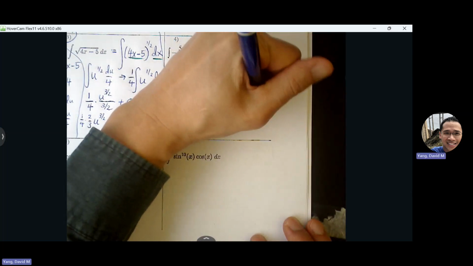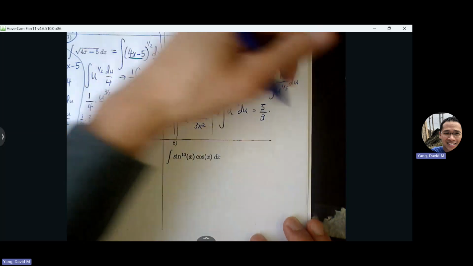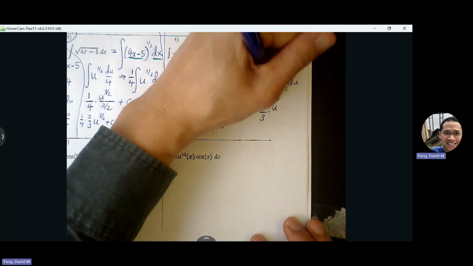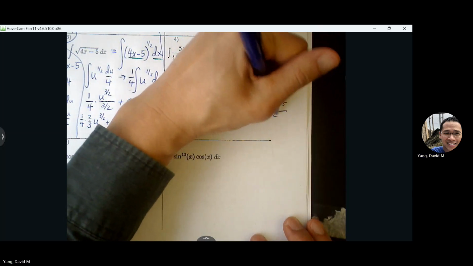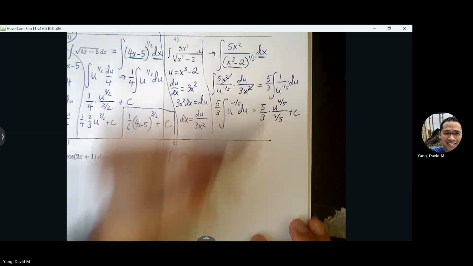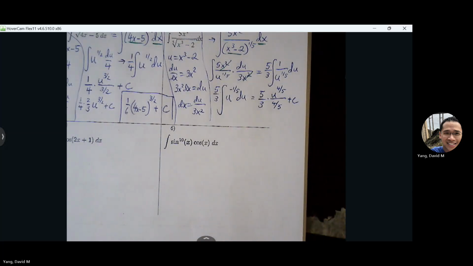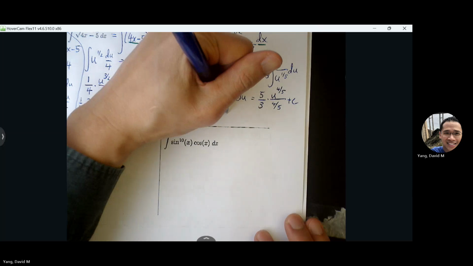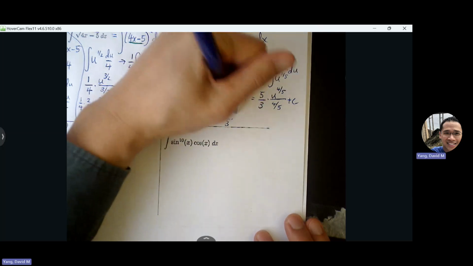Okay, keep that 5/3. Apply power rule. Add 1 to your starting exponent. Okay, flip that fraction.